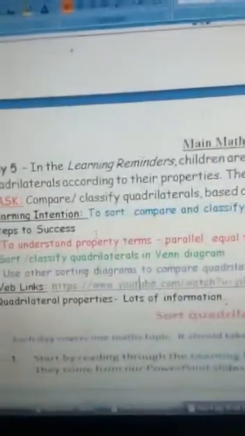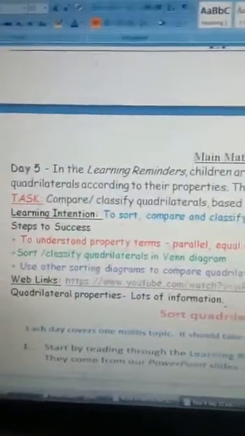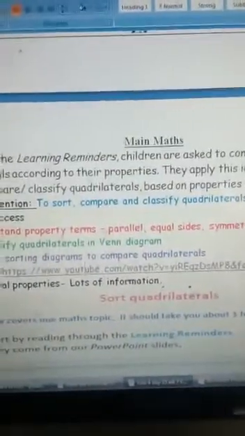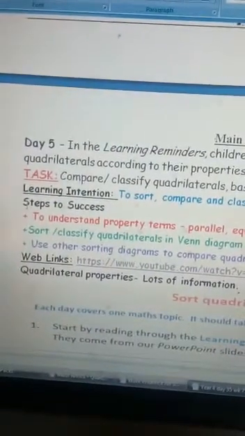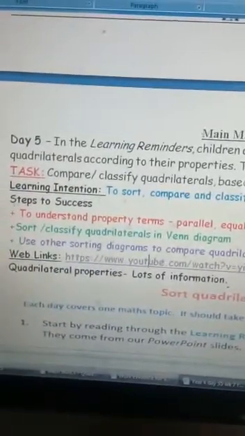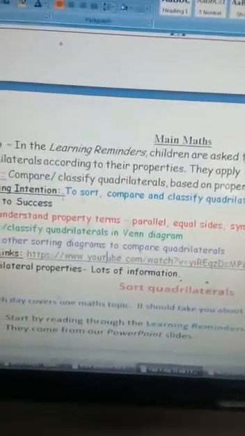Good luck there. Okay, the main activity is that we are looking at quadrilaterals, and we're going to sort, compare and classify them. Remember, quadrilaterals are 4-sided figures. So we're going to understand property terms: parallel, equal sides, symmetry, right angle. Going to sort, classify quadrilaterals in Venn diagrams and use other sorting diagrams to complete and compare quadrilaterals.